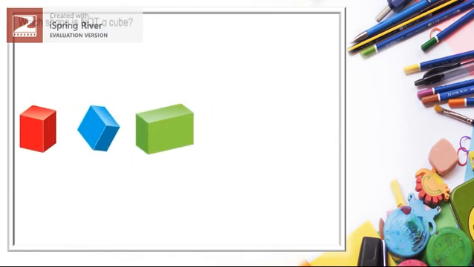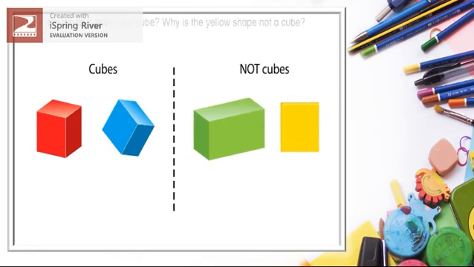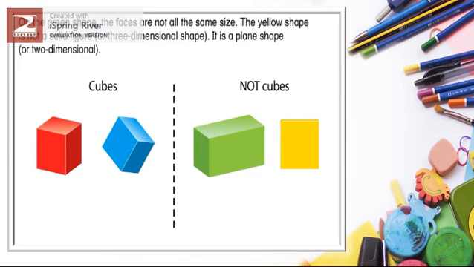Which shape is not a cube? These are cubes. These are not cubes. Why is the green shape not a cube? Why is the yellow shape not a cube? On the green shape, the faces are not all the same size. The yellow shape is not a solid figure or three-dimensional shape. It is a plane shape or two-dimensional.